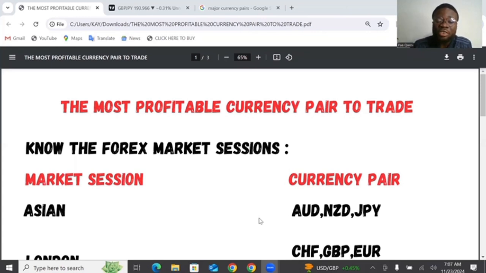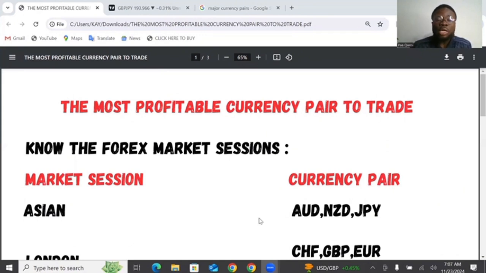Currencies are traded in pairs. You don't trade currencies as a standalone when it comes to the forex market. You can't trade a currency as a standalone. What I'm trying to say is you can't only trade the Australian dollar, and you can't only trade the New Zealand dollar alone. You need to trade them in what?